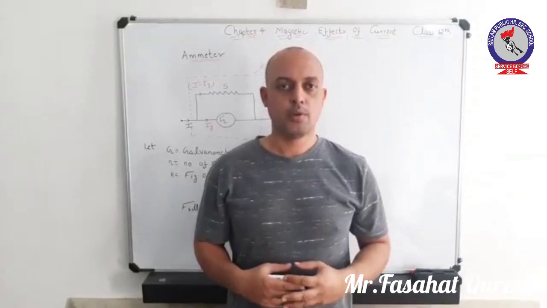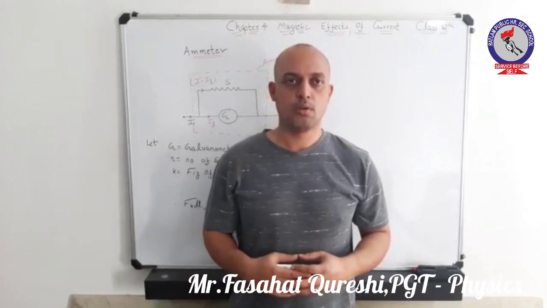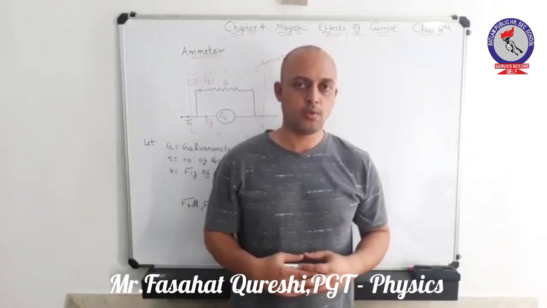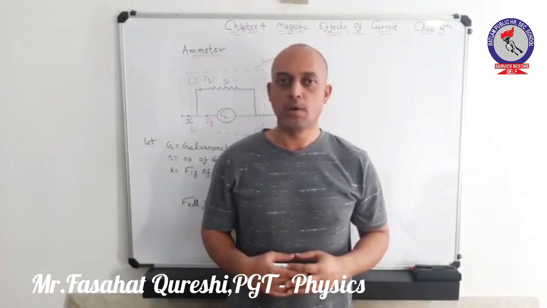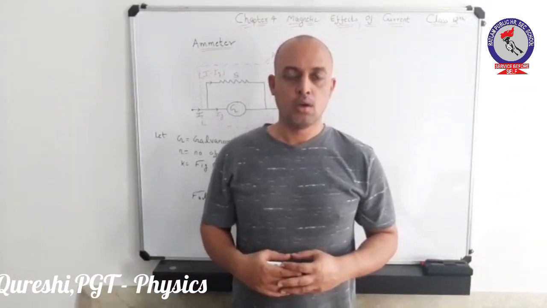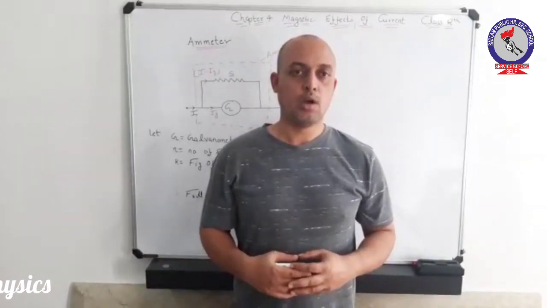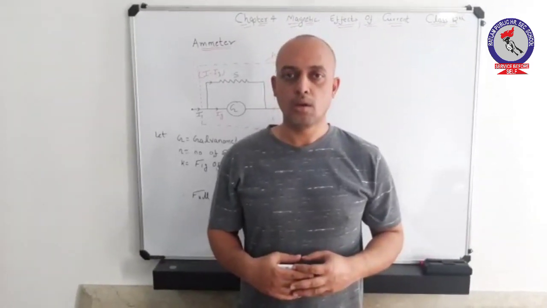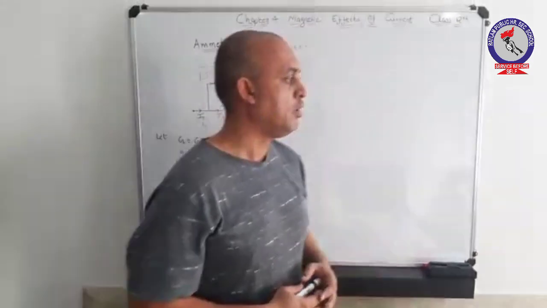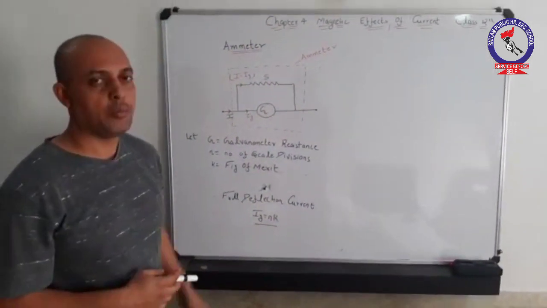In this section of our video, we'll be going through another important concept of chapter number 4, magnetic effects of current, that is an ammeter. What is an ammeter? Let us go through the circuit and observe the concept of ammeter, and let us observe how we can make an ammeter by ourselves. So, as you can observe, you have a simple diagram of an ammeter.